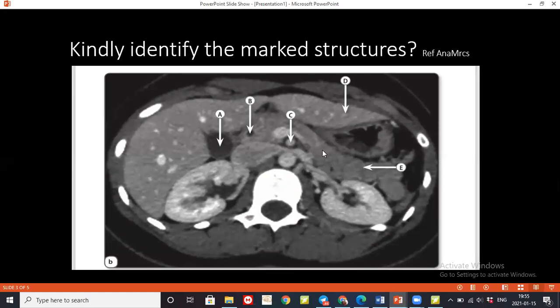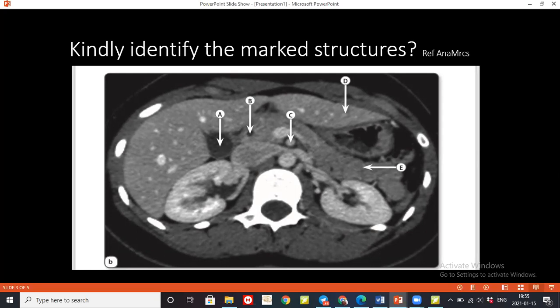Okay. Can you name the parts of the pancreas, please? There is the head and the neck and the body and the tail of the pancreas.